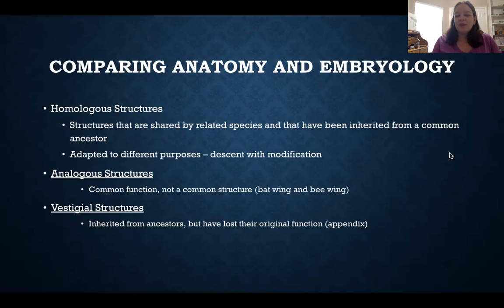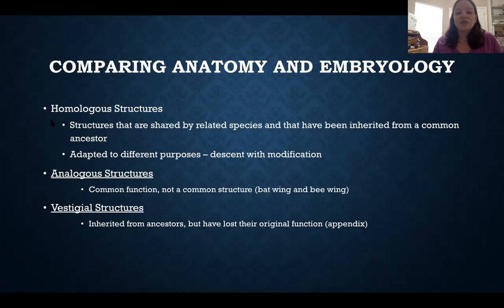One set of information that we use as evidence is to compare either anatomy or embryology. So we're going to start by looking at how we can compare anatomy, which is far more functional than comparing the embryology, but we'll get there. So there are homologous structures and analogous structures, and they tend to be very confusing.